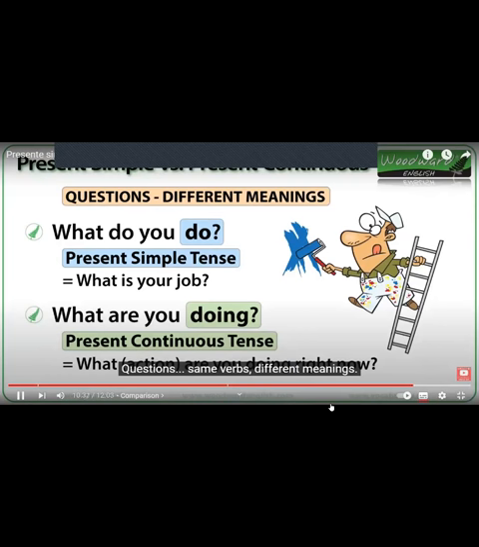Questions. Same verbs, different meanings. Questions can have the same verb, but its meaning changes depending on if the question is in the present simple or present continuous. For example, what do you do? This means, what is your job? But when I say, what are you doing? This means, what action or what thing are you doing right now?